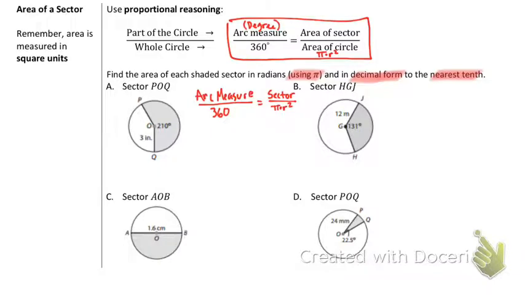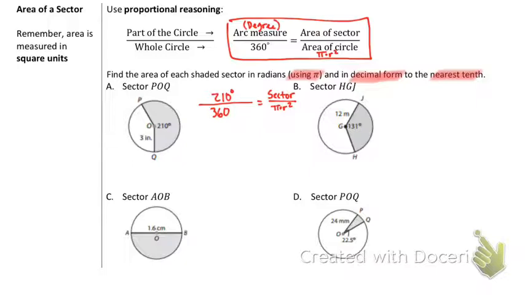Okay, so again, we are just using this guy up here. First off, we're going to put our degree of our arc. So we're looking for POQ. Notice we're looking at the shaded part. So this is the POQ we're talking about, the shaded area. Okay, so the arc measure is the angle of this, which is 210 degrees. So arc measure is going to be replaced with 210 degrees.